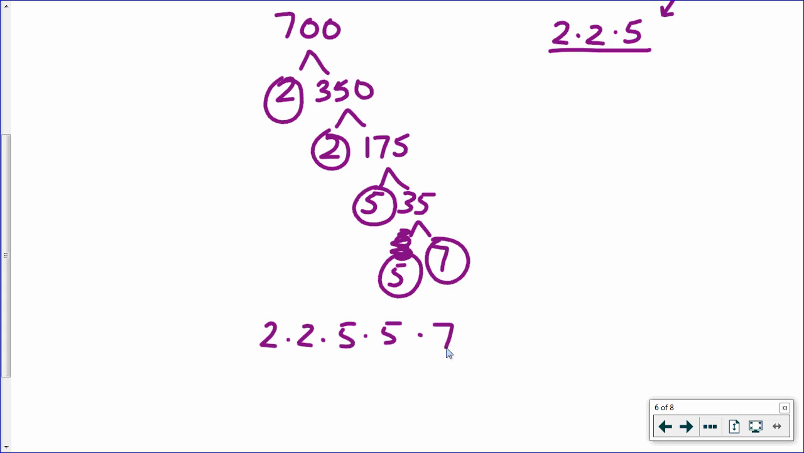Working backwards, if I multiply these all together, the 7 times 5 gives me the 35, times another 5 gives me the 175, times a 2 gives me 350, times another 2 gives me 700. So this result does equal 700. It's a different way of writing 700 as the product of prime factors. You'll probably see these written in exponential form: 2 squared, because there's 2 of them, times 5 squared, because there's 2 of those, times 7. So this is the prime factorization of the number 700.